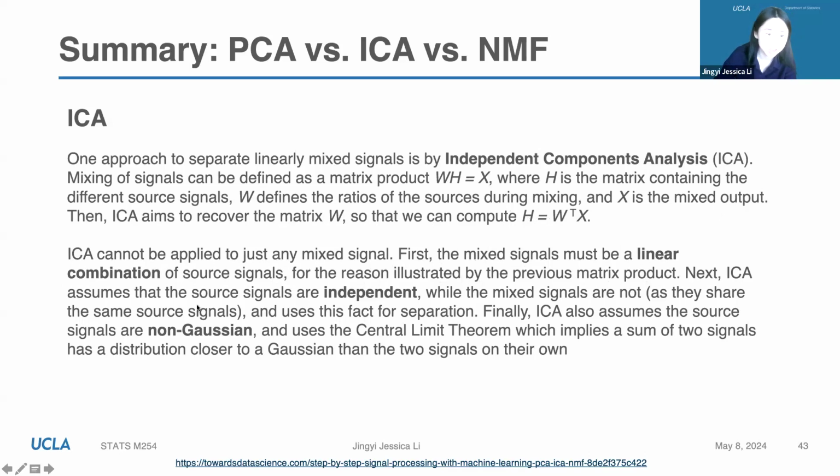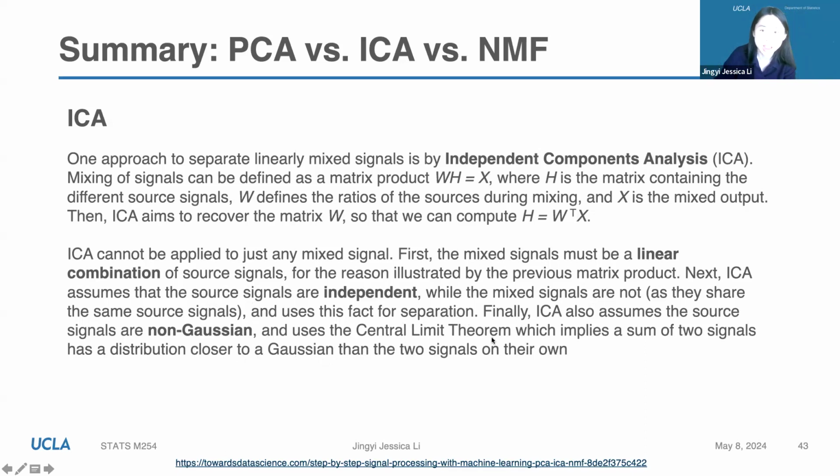Next, ICA assumes that the source signals are independent, while the mixed signals are not, as they share the same source signals, and uses this fact for a separation. Finally, ICA also assumes the source signals are non-Gaussian and uses the central limit theorem, which you might have learned from a previous statistics class, which implies a sum of two signals has a distribution closer to Gaussian than the two signals on their own.